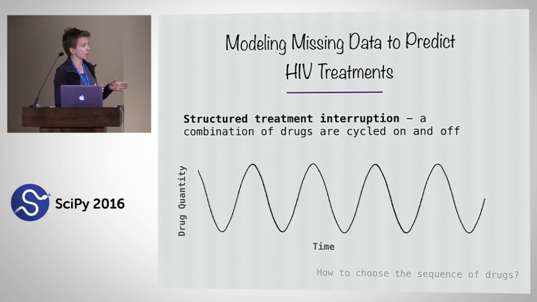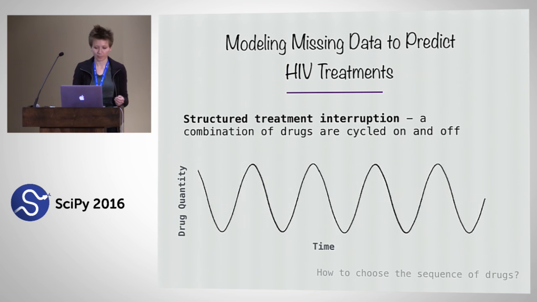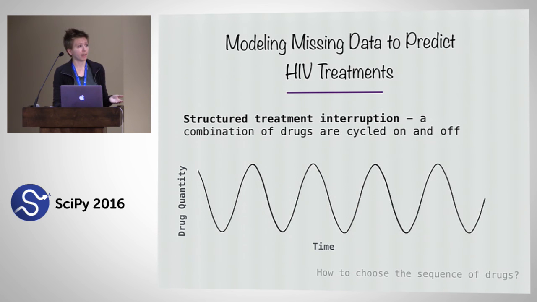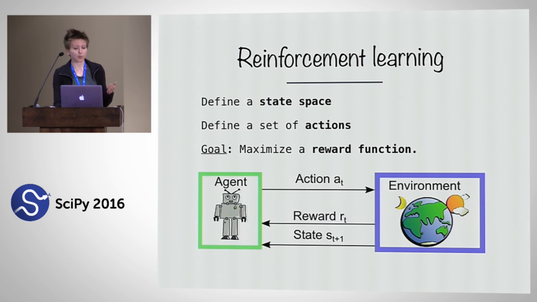So in a successful structured treatment interruption, the patient will go in, get a drug, and then they'll get a little bit less of that drug. And then eventually, during these off periods, the immune system will get better, and the treatments will get farther and farther apart, so they can essentially live a normal, healthy life, only being treated periodically. So to get a healthy patient, it's important that we choose the sequence of drugs carefully. So the way we do this, in this particular case, is we use a reinforcement learning algorithm.